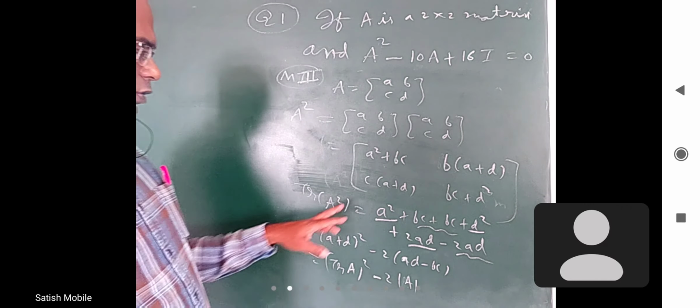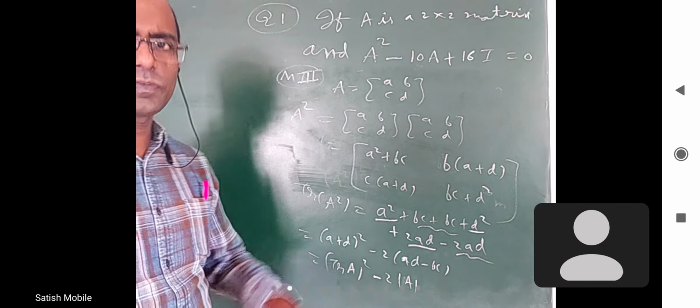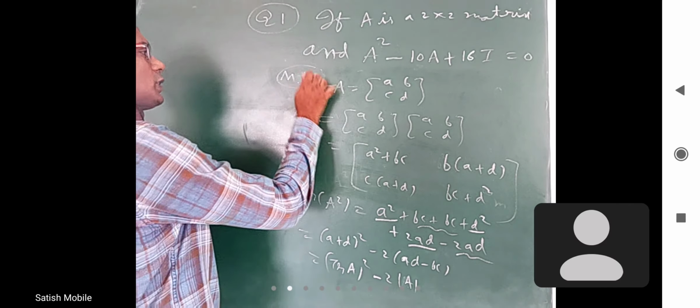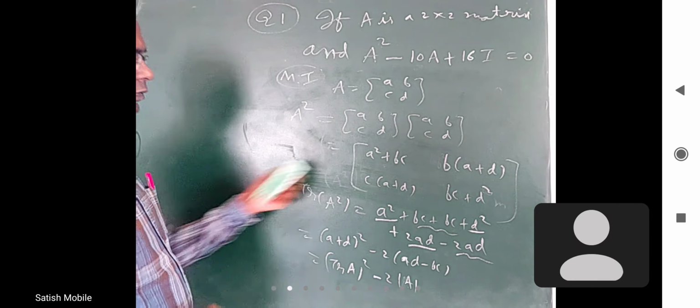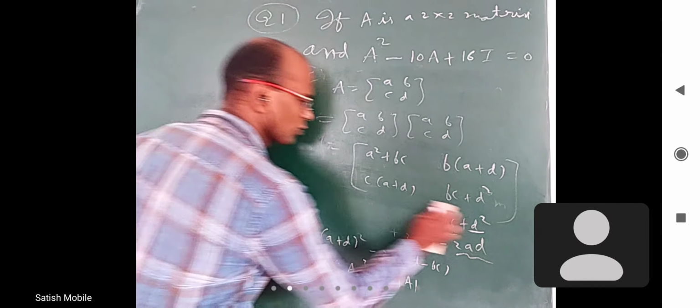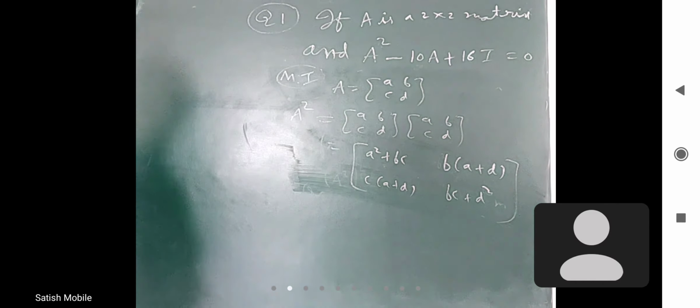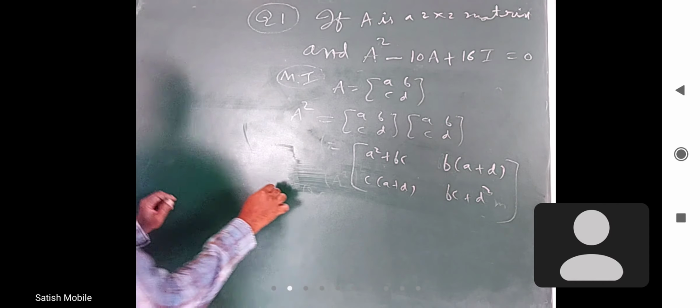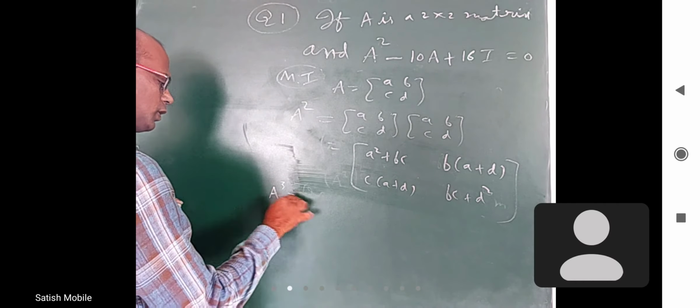I want to continue A cube from here. So method 1 for the A cube part, where we already wrote A square, let me try to find A cube. A cube we can write as A square into A. So A square plus BC, B times A plus D, C times A plus D, BC plus D square into A, B, C.